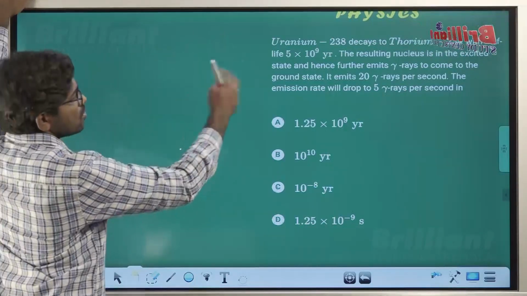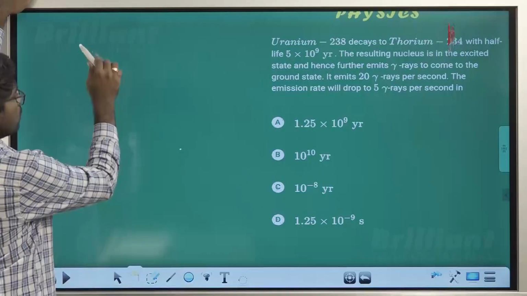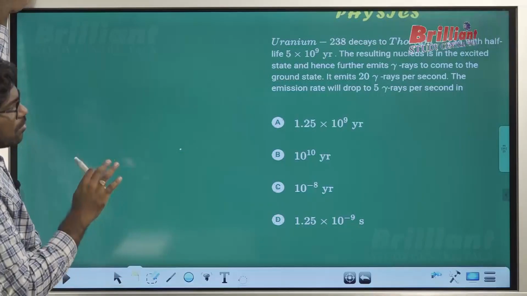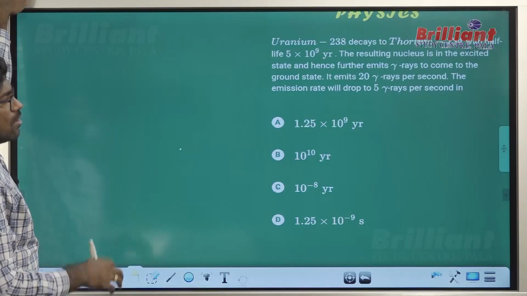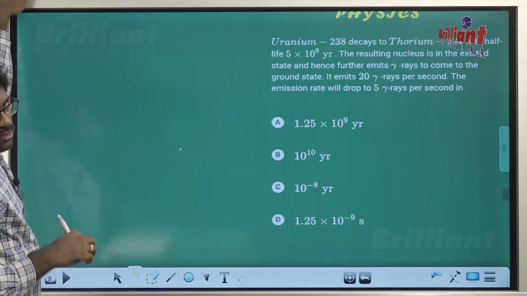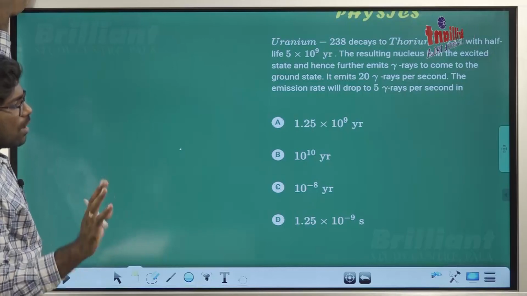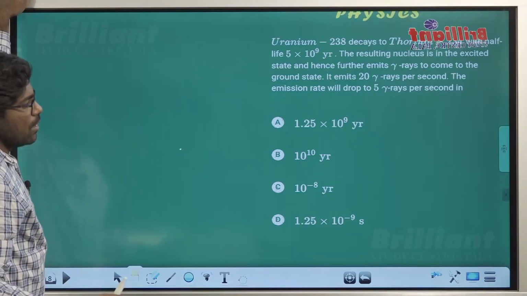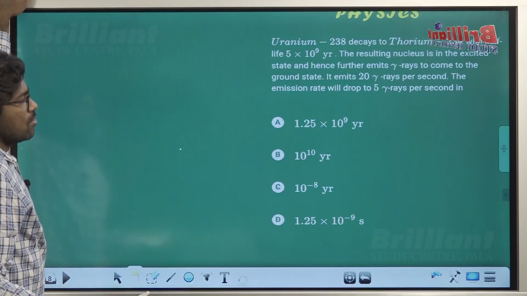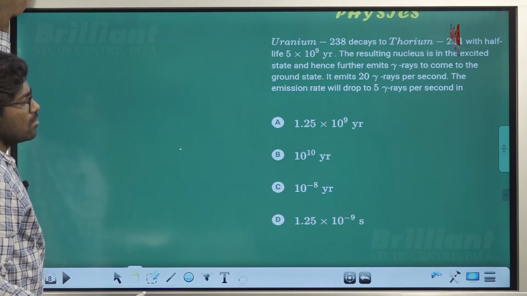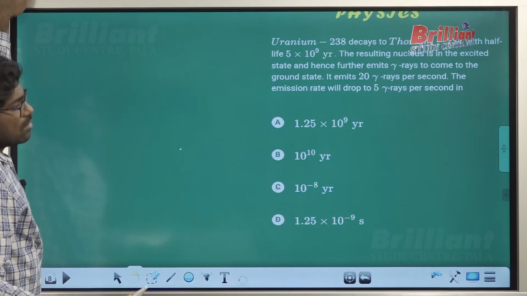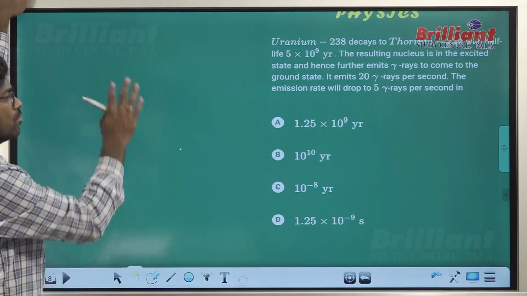Uranium is emitting thorium, and the thorium which is coming here is not completely stable, it's in the excited state. So the thorium also starts emitting some gamma rays. It will keep on emitting gamma rays. Initially it emits more gamma rays, later it will emit fewer. So how to find this out?